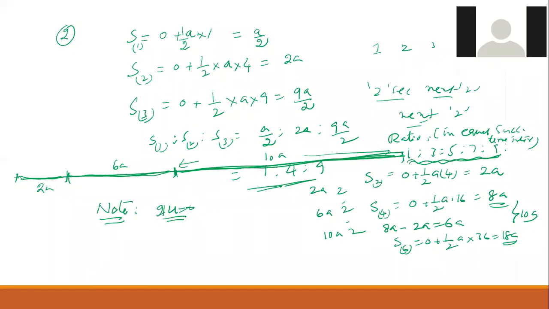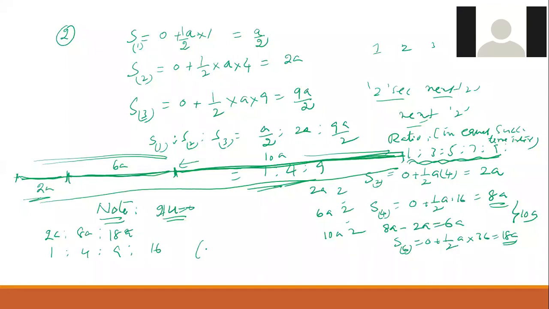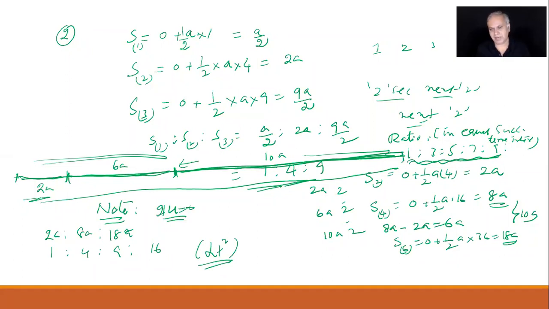Yes, sir. So I want you to visualize this. What we're trying to tell is from here to here 2a, from here to here 6a. But if I compare this one with this one from the beginning, once again, what is the ratio I'm getting? 2a:8a:18a, isn't it? Tell me, that will be what? 1:4:9:16, like that. This will be proportional to t square. This kind of connecting maths to the actual space and time business is what you mean by understanding kinematics.